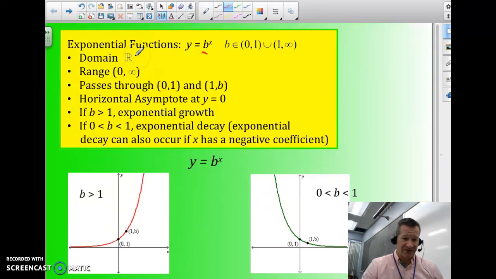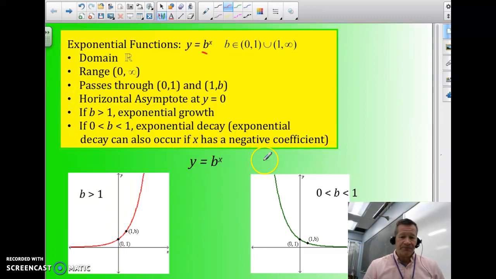So as you can see from both graphs, the domain is going to be all real numbers. I can put anything for x I want to. The range, however, is only from 0 to infinity. If you raise a positive base to a power, you'll always get a positive value. Every graph will pass through the points (0, 1) and (1, b), because if I put 0 in for x, anything to the 0 power is 1. If I put 1 in for x, b to the first power will be whatever the base is. And there will always be a horizontal asymptote at y equals 0. Sometimes that asymptote is approached on the left side, sometimes it's approached on the right side of the graph.